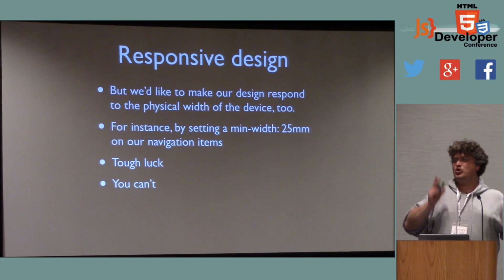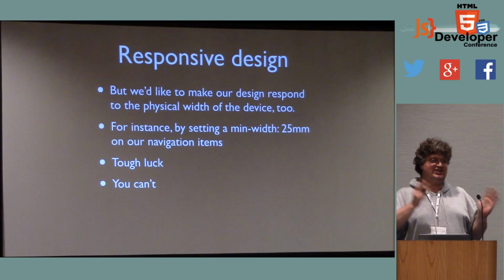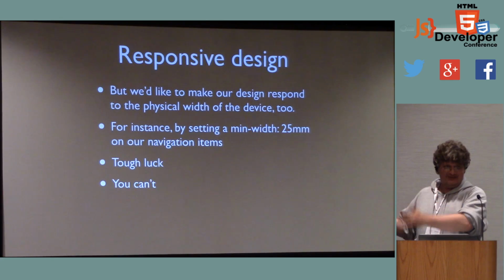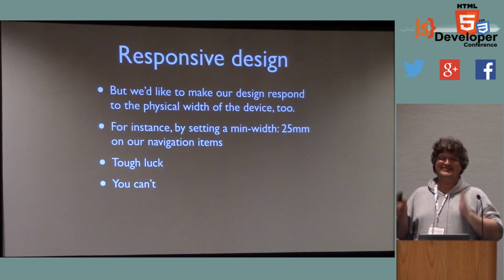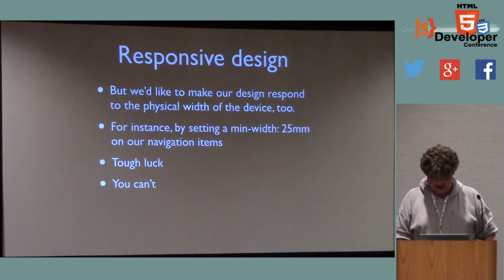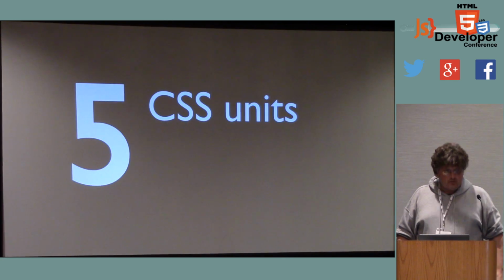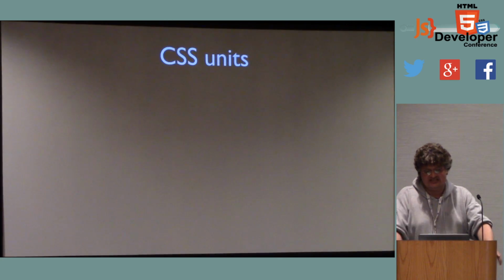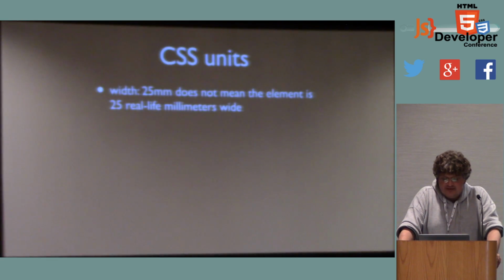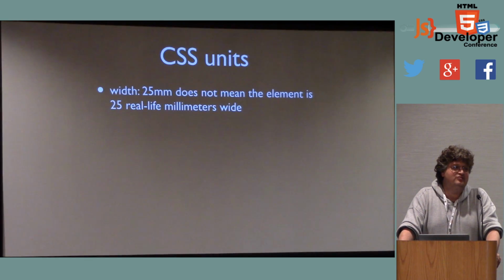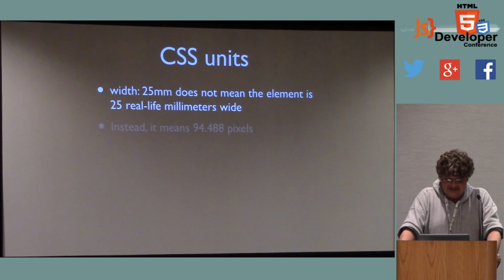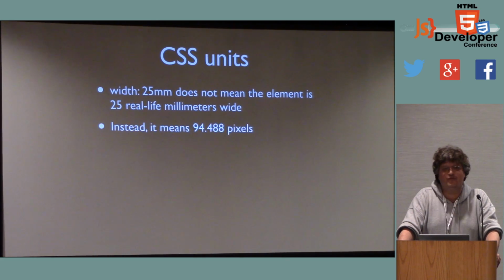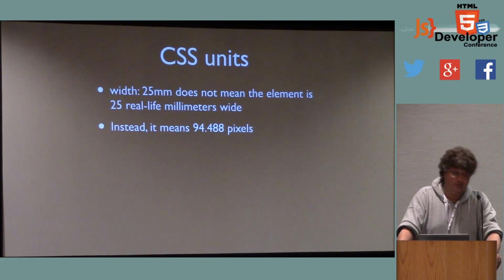There is no connection whatsoever between CSS and JavaScript and the physical device. You just cannot find out anything about the device. And in order to understand why, we have to take a brief look at CSS units. 25 millimeters does not mean 25 real life millimeters. Instead, it means exactly 94.488 pixels, which is usually rounded to 95, or maybe 94, depending on the browser.